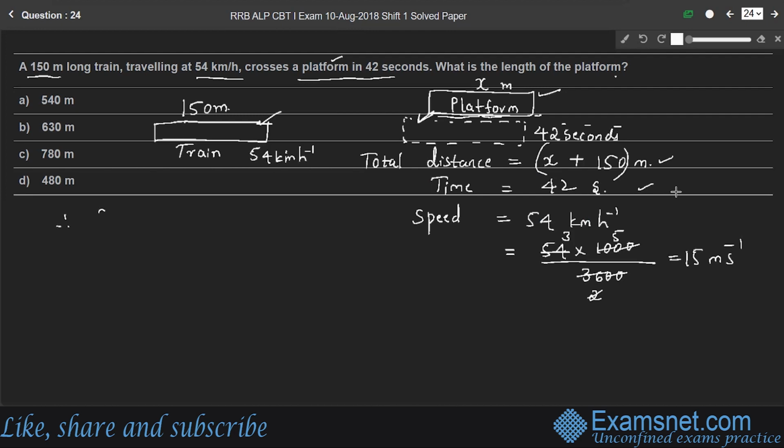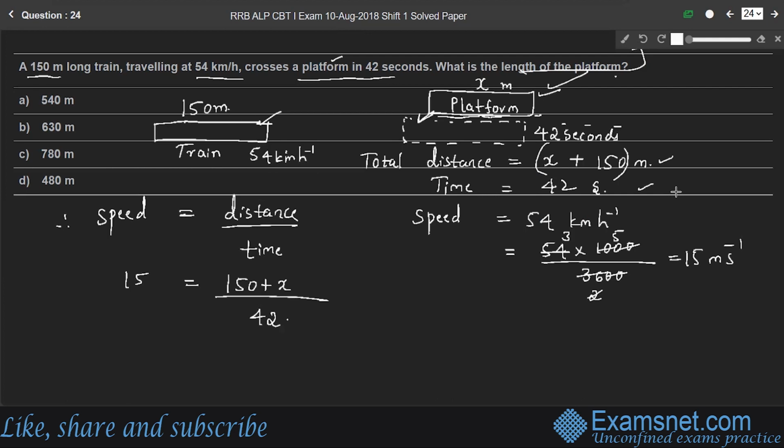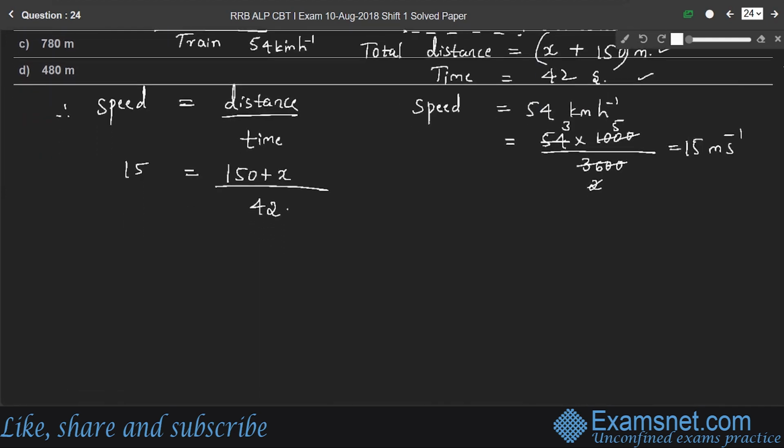So therefore, speed is equal to distance by time. We know the relation, right? Distance by time. Here, we are going to find the value of x, which is length of the platform, right? So speed is 15 meter per second. Total distance is 150 plus x, right? So length of the train plus length of the platform, right? And train took 42 seconds of time, right? So what is the value of x?